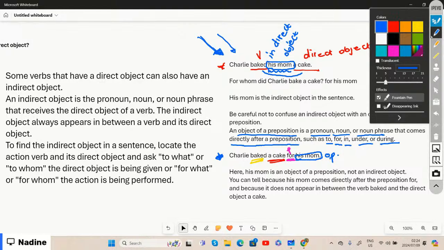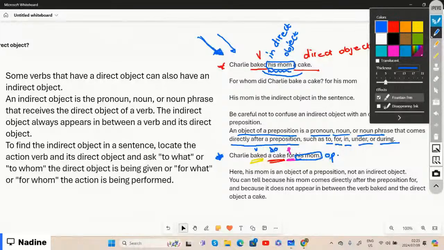And also, we said that an indirect object always appears in between a verb and the direct object. And as you can see, his mom is basically after the preposition. Here we have baked, which is our verb, and we have a cake, which is our direct object. I'm going to put DO for direct object.